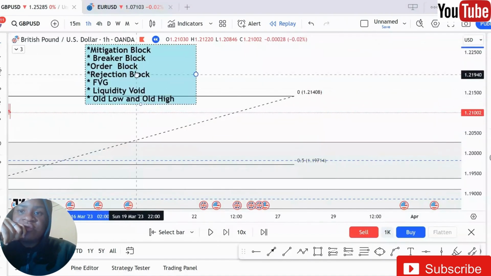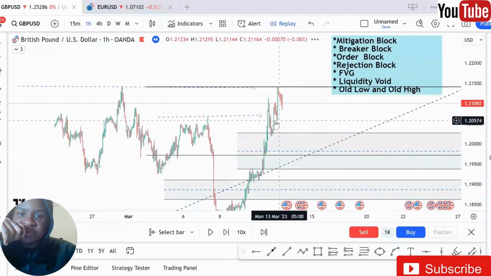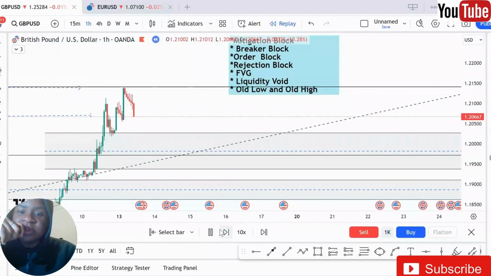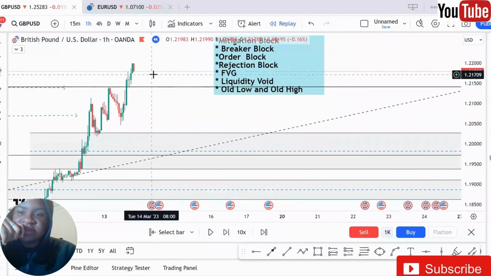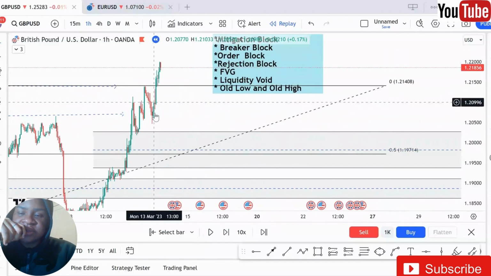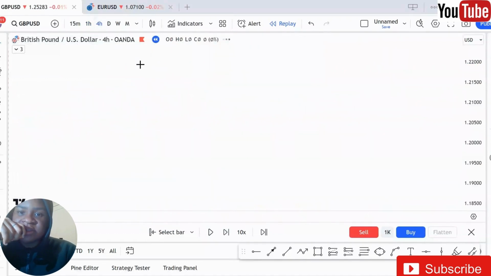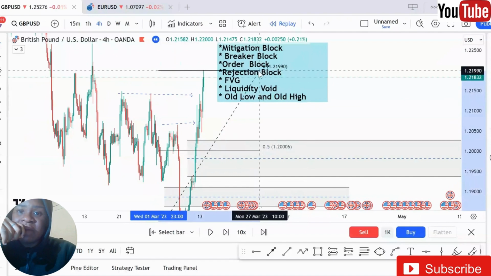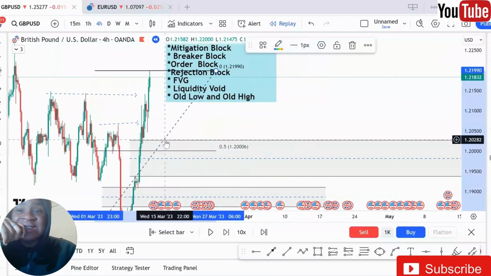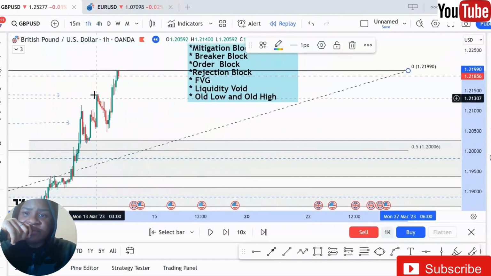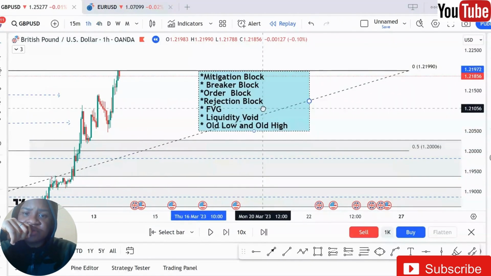Because why? On 4 hours, I'm on the premium zone. On 1 day, I'm still bullish. So I'm waiting for markets to shift market structure. You see, market has not shifted structure on 1 hour. Do you see it? But on 4 hours, we are in the premium, so I can't even take any trade. I already know from my top analysis that market is bullish, but it's still high for me to buy. So I'm looking for market to shift market structure.